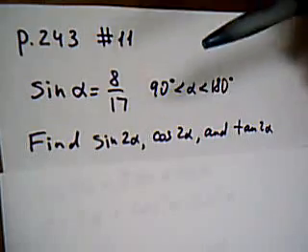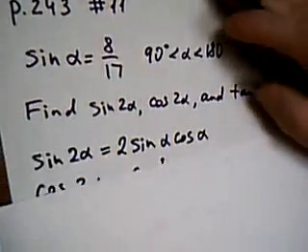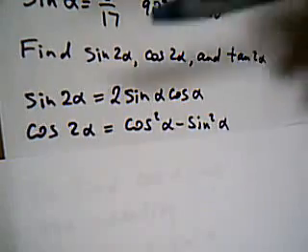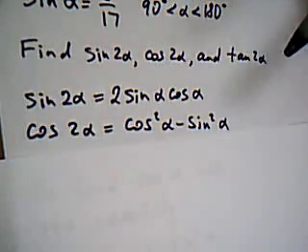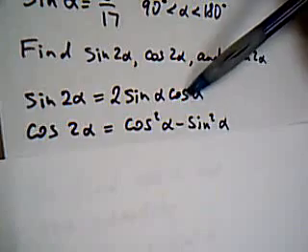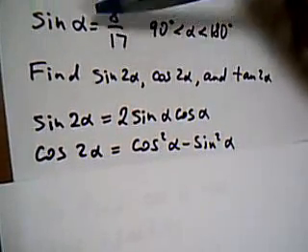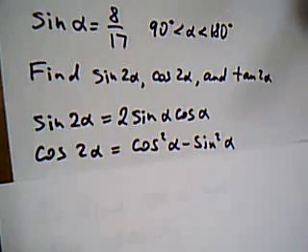So the formulas for double angle of sine and cosine are these two. And in order to evaluate sine and cosine of 2 alpha, we need to know both sine of alpha and cosine of alpha in both cases. Now, sine of alpha is given, it's 8/17, so it remains to find the cosine of alpha.